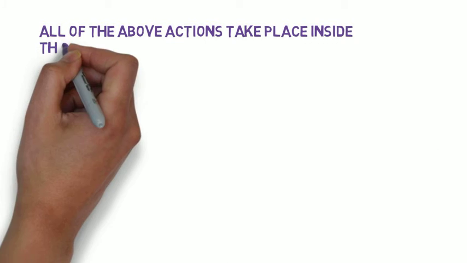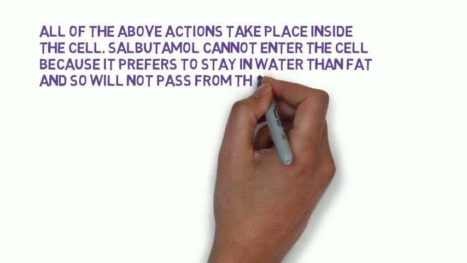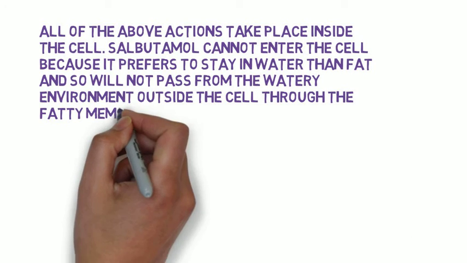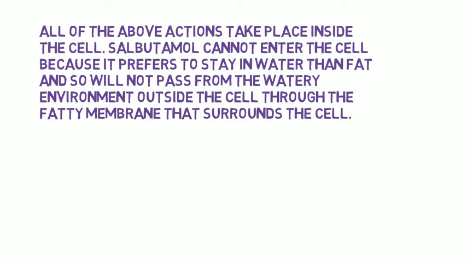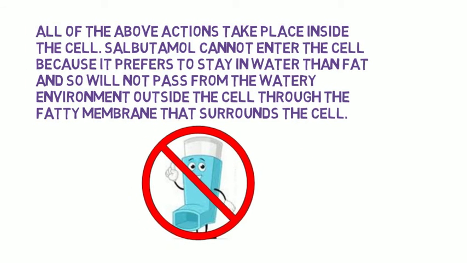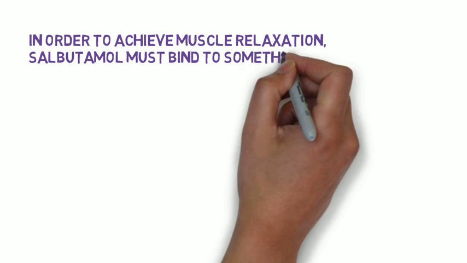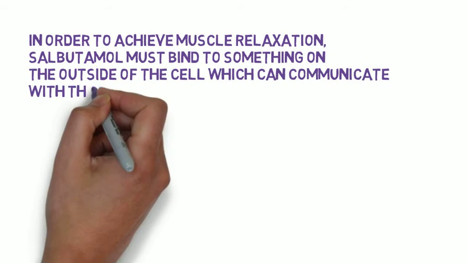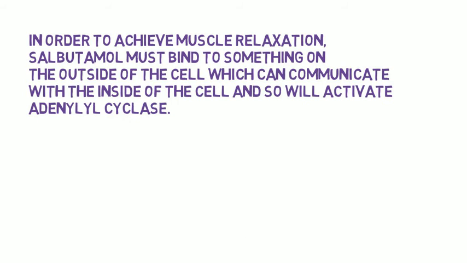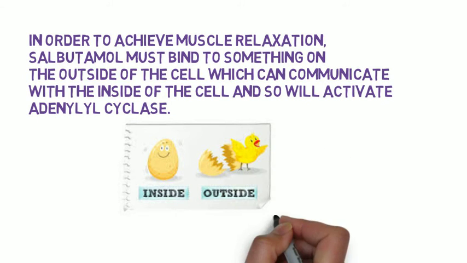All of the above actions take place inside the cell. Salbutamol cannot enter the cell because it prefers to stay in water than fat, and so will not pass from the water environment outside the cell through the fatty membrane that surrounds the cell. In order to achieve muscle relaxation, salbutamol must bind to something on the outside of the cell which can communicate with the inside of the cell, and so will activate adenylyl cyclase.